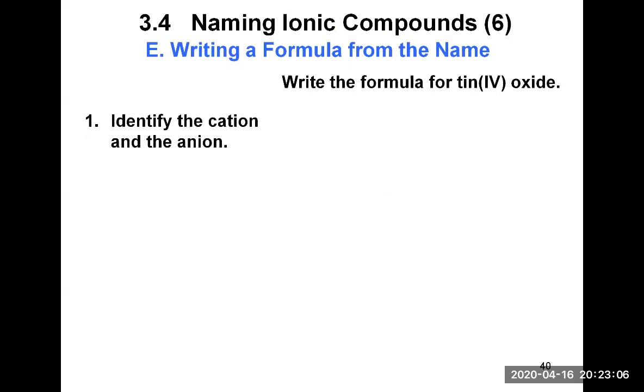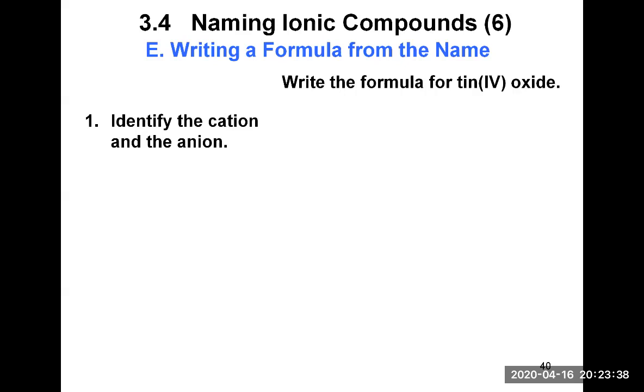So we also need to be able to do the reverse process, which means be able to write a formula from a name. And let's go through an example to see how we do this. Write the formula for tin 4 oxide. Identify the cation and the anion. That's the first step. So the name is always telling you the cation first and then the anion.